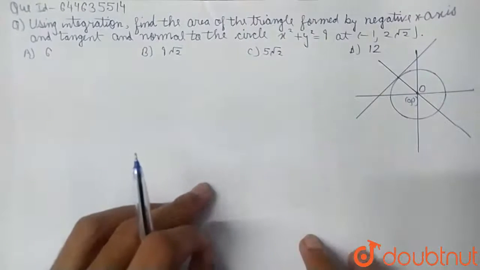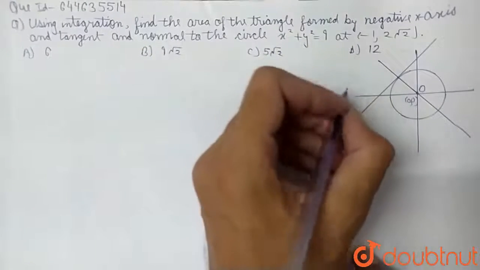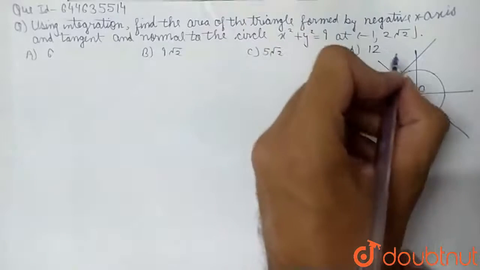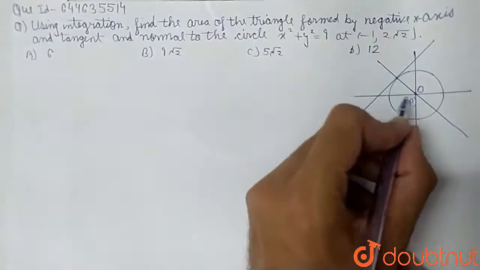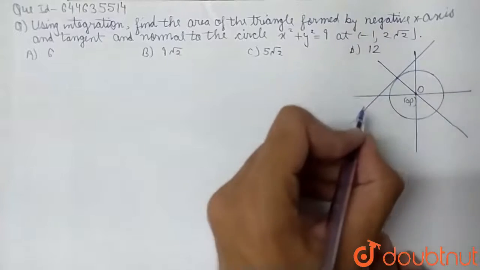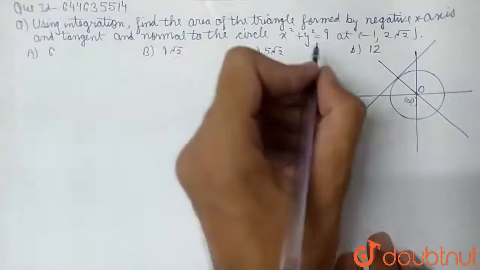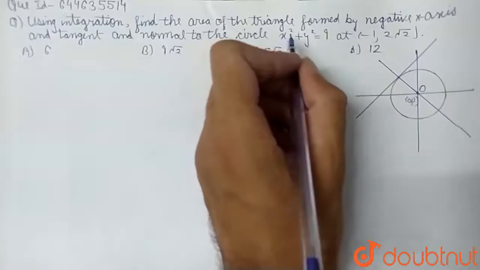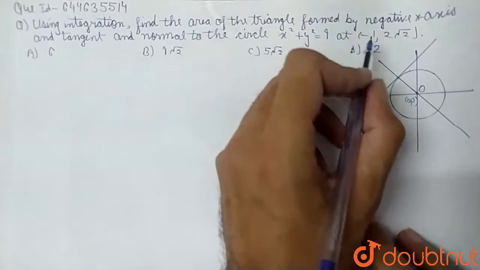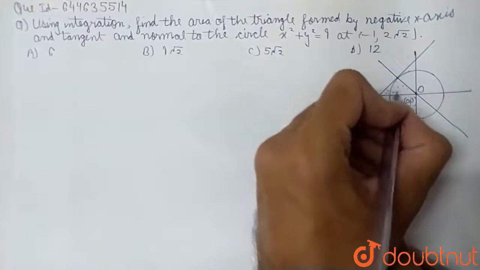Basically in this question we have to find the area of the triangle. The triangle is formed by the negative x-axis, the tangent, and the normal to the circle. The equation of the circle is x square plus y square is equal to 9 at (-1, 2 root 2). So we have to find the area of this triangle.